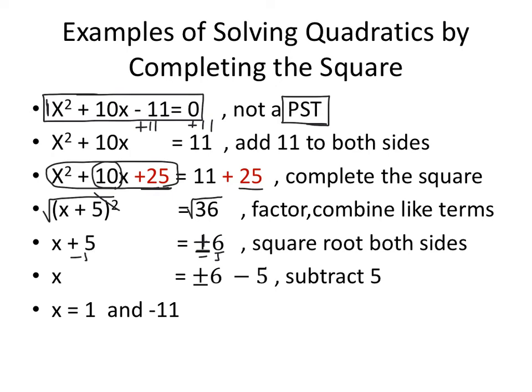Two solutions. I have positive 6 minus 5 would be positive 1. And then I have a negative 6 minus 5, which would be a negative 11. Those would be my two solutions.